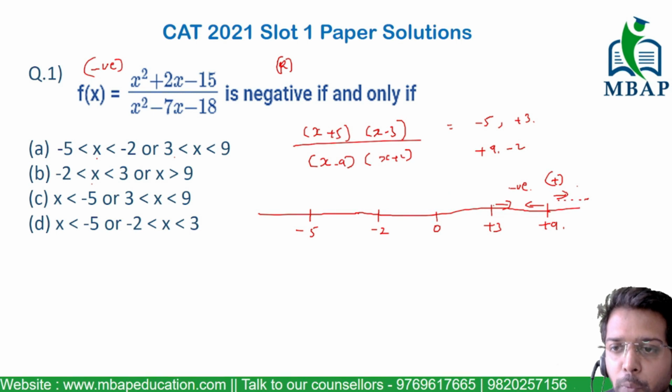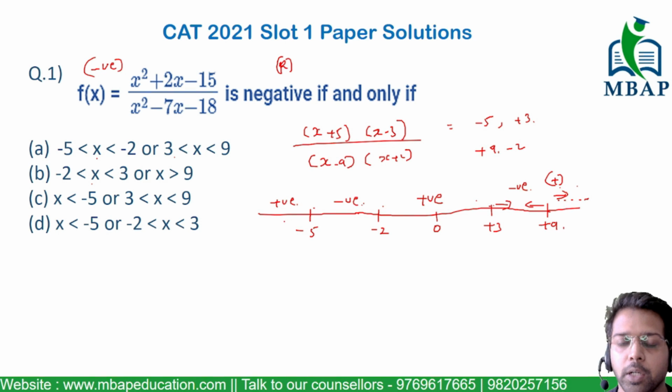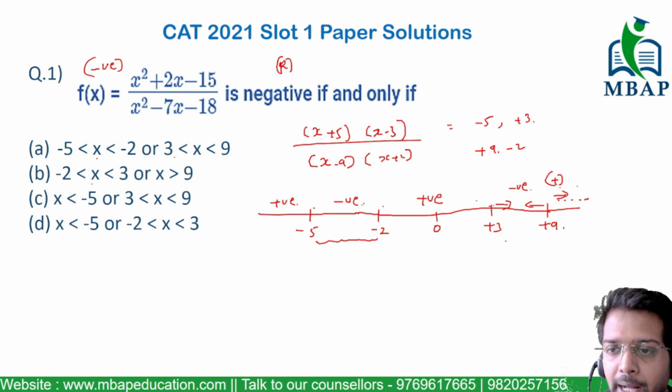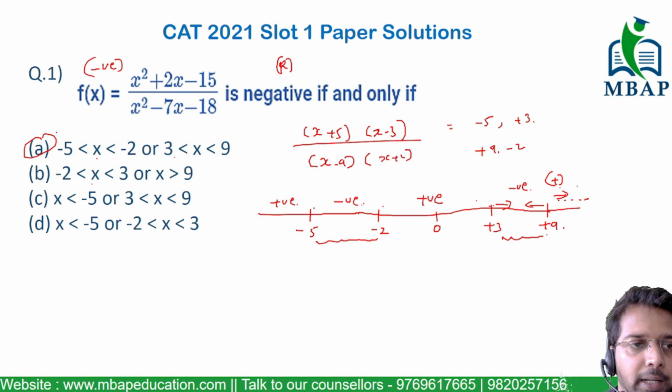So on the number line, beyond 9 is positive, 3 to 9 is negative, anything in the range of minus 2 to plus 3 will again become positive, minus 5 to minus 2 will again become negative, and below minus 5 will also be positive. Now the question is, where does the function become negative? I see one range between minus 5 and minus 2 and the second range between 3 and 9. So which option will you mark? Among all the options, we'll mark option A as the correct and concise range in which the function will become negative. I hope you have understood it well.